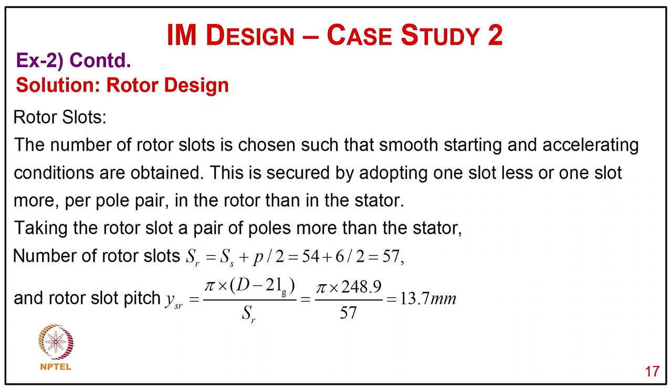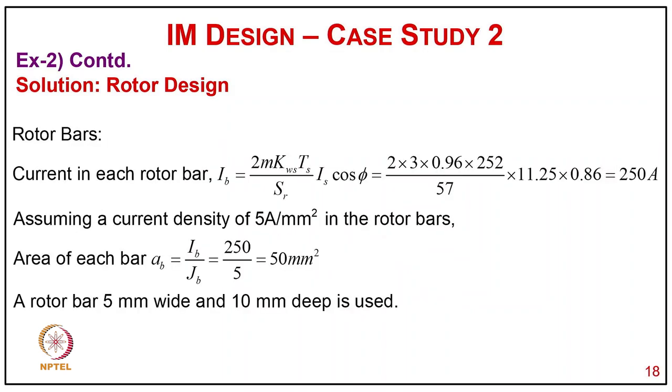Now coming to the rotor design, for the rotor slots, the number of rotor slots is chosen such that smooth starting and accelerating conditions are obtained. They are secured by adopting one slot less or one slot more per pole pair in the rotor than the stator. So taking a rotor slot a pair of poles more than the stator, the number of rotor slots will be SR equal to SS plus Q by 2, so it comes to 56 plus 6 by 2, equal to 57. And the rotor slot pitch, YSR, equal to pi into D minus 2LG upon SR, so it comes to 13.7 millimeter.